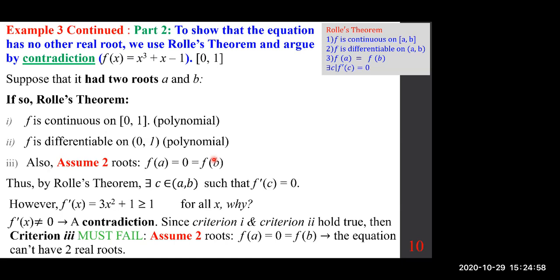That's a contradiction. Since criterion 1 and 2, the first one and the second one, we can't change. It's a polynomial. It will always work. Then number 3 is the one that we assumed. This must fail. So the equation can't have two real roots. And that's the idea behind this. Okay. I hope everybody's clear on that.